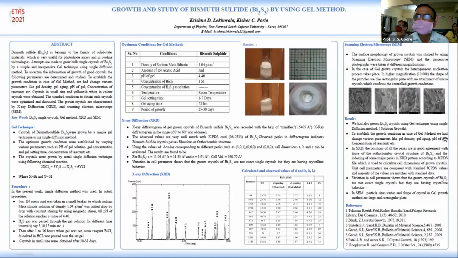Results: we have grown bismuth sulfide crystals using the gel technique with a single diffusion method. To establish growth conditions, we changed various parameters. In XRD, the positions of all the peaks are in good agreement with the JCPDS chart, and indexing of some major peaks in the XRD pattern is according to the JCPDS file, which is used to calculate cell dimensions. The variation in cell parameters shows that the grown crystals of bismuth sulfide are not exact single crystals, but have a crystalline behavior. In SEM, particle size varies and the shape of crystals in the gel growth method is large rectangular plates. References are mentioned here. Thank you.